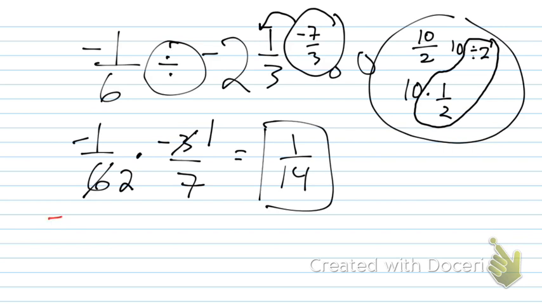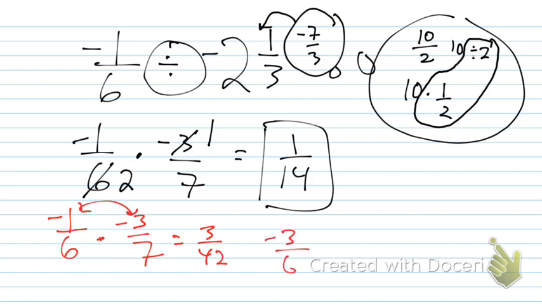Negative 1/6 times negative 3/7 is what I was doing. So let's say you did top times top, bottom times bottom, you'd get 3/42, correct? Okay, check this out. Watch what happens if I flip my numerators. If I have negative 3/6 times negative 1/7, I get 3/42. What do you notice happened to my answer when I flip my numerators? It's the same, because of the commutative property of multiplication, right? 1 times 3 is 3 times 1.